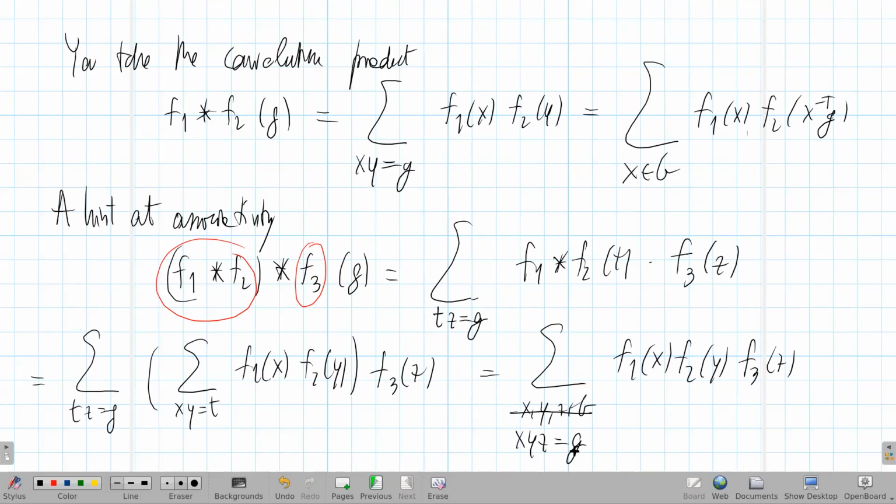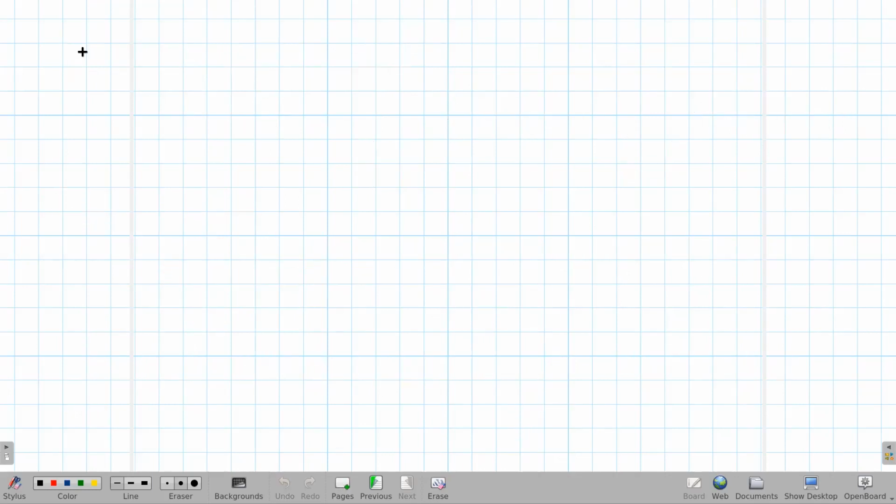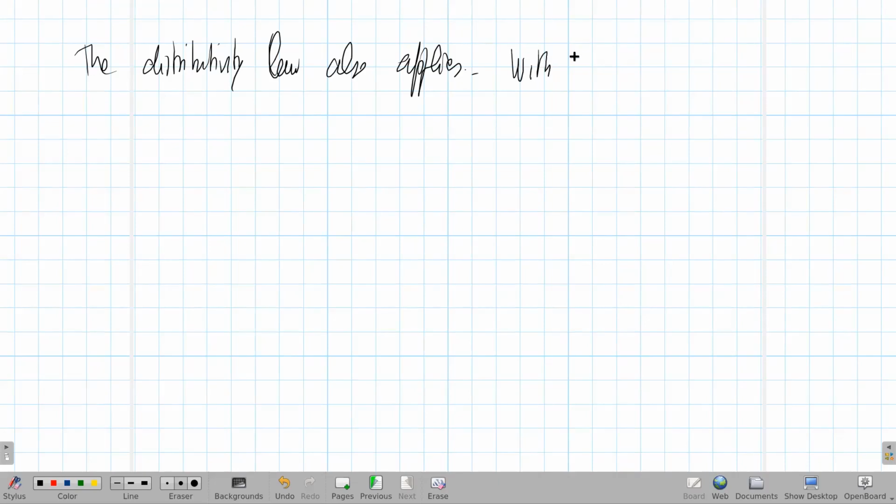You can also show, it's not difficult, because you have just a product in C here, that the distributivity law also applies. Okay, and so what you obtain with this operation, let's say plus and star, CG becomes a C algebra.